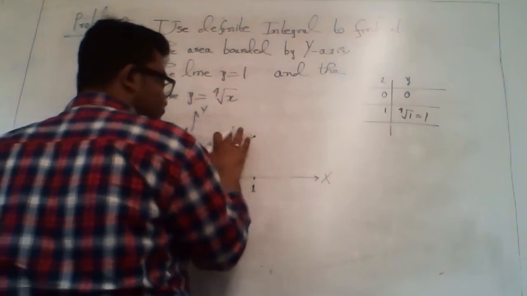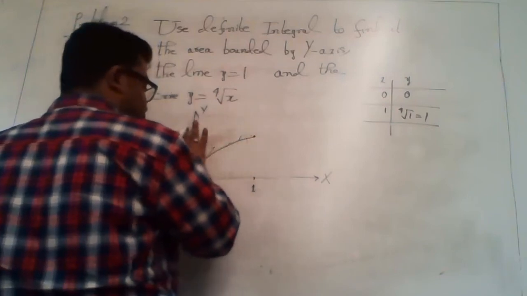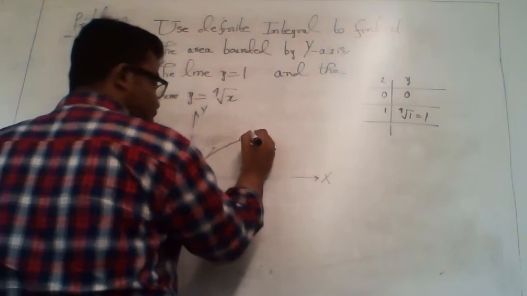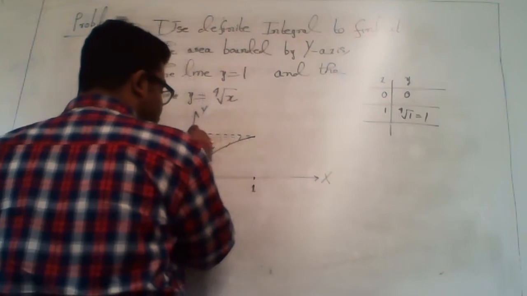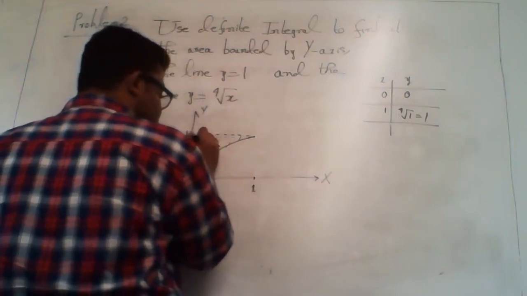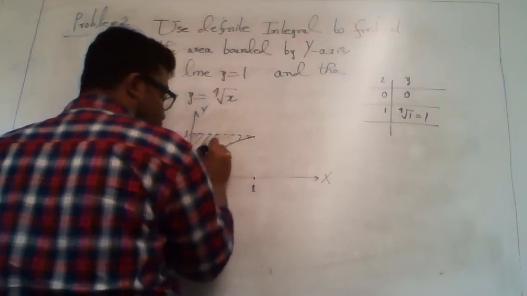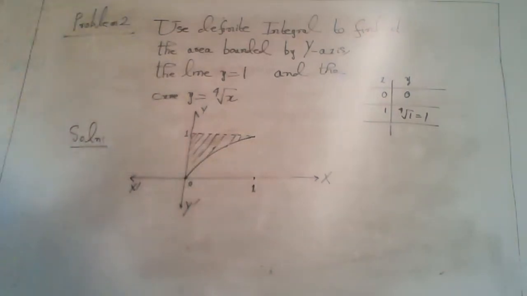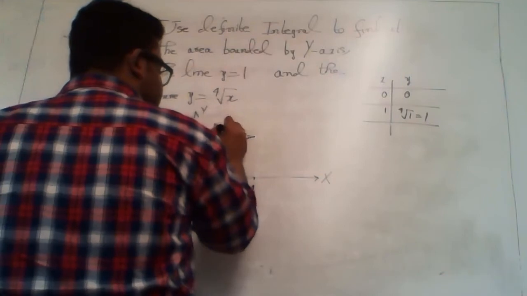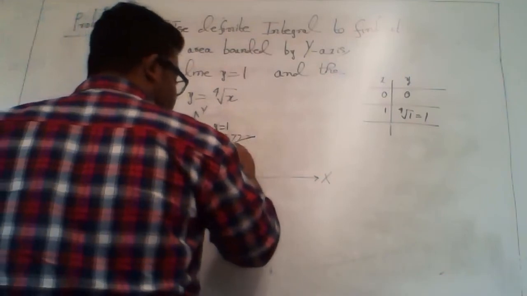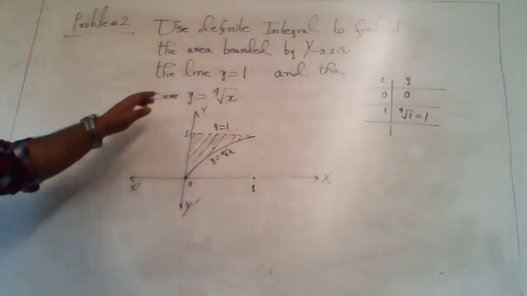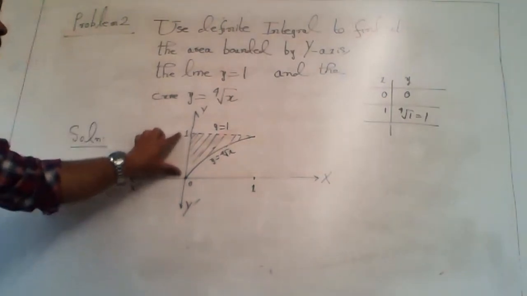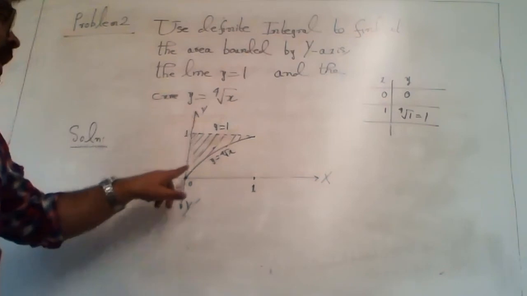So let me do it nicely. This is my line x equals 1. And I need to find this area, right? And this is y equals 1. And this is the curve y equals 4th root of x. So this is the area I need to find, the area bounded by the y-axis, the line y equals 1 and this function.